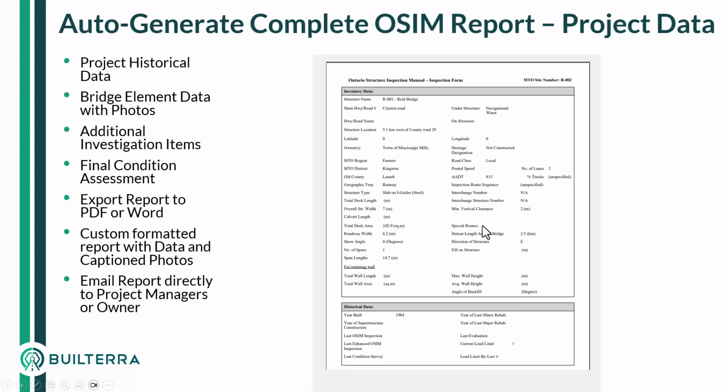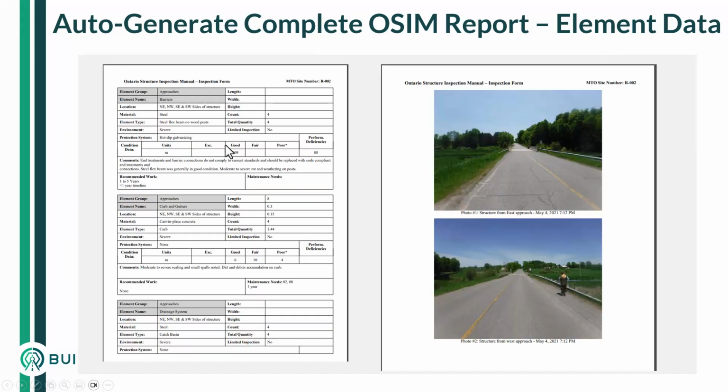When you select download on that report, you see the stylized OSIM report. So all of this data coming from the project itself, the field investigation information, and the element data is all rendered into a single report. So this is what we're after, the final OSIM inspection report. That's all rendered from the mobile app and the project data.